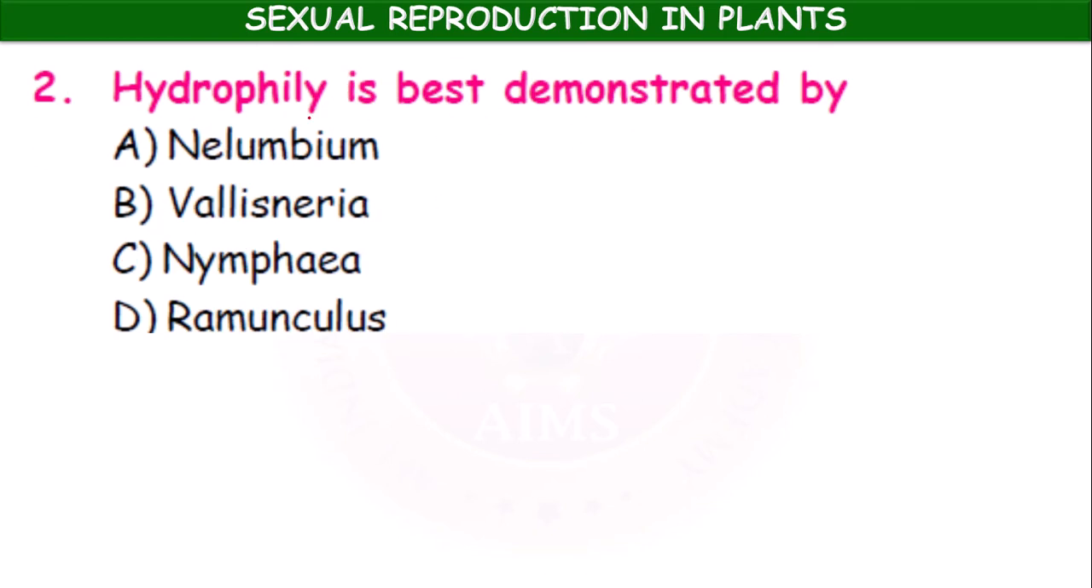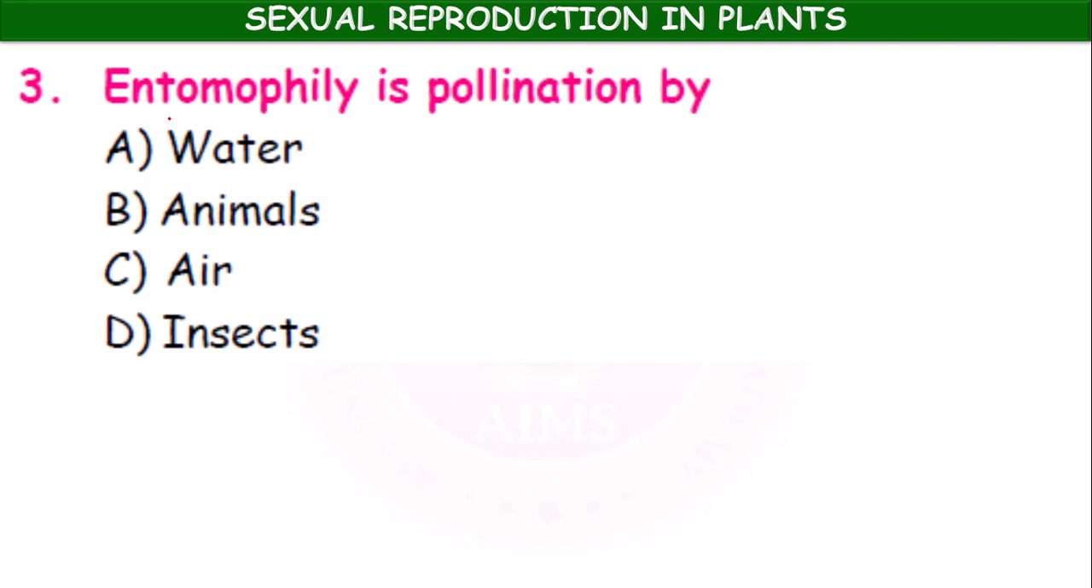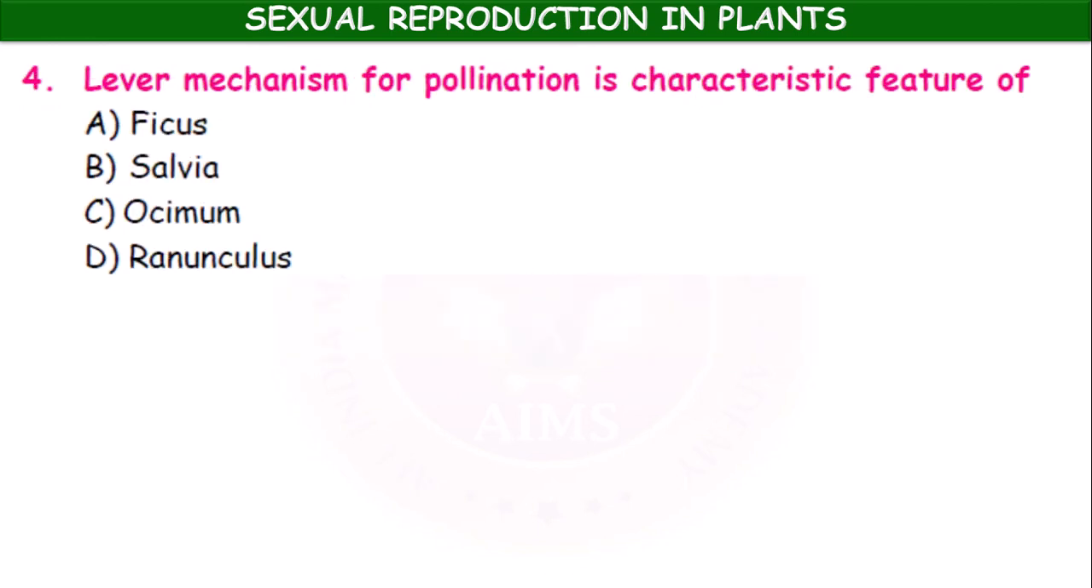Hydrophily is best demonstrated. What is hydrophily, children? Pollination by water. So, best demonstrated by example Vallisneria. Vallisneria is a submerged water plant, shows hydrophily. Entomophily. What is entomophily? Pollination by water, animals, air, insects. Okay. Entomophily means pollination by insects.